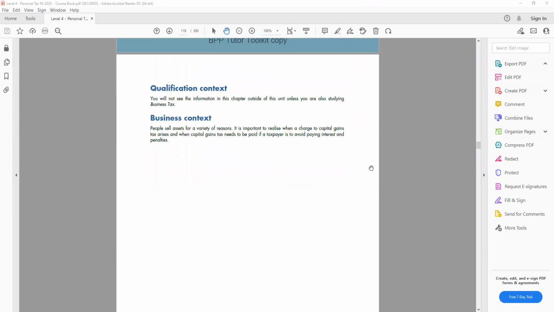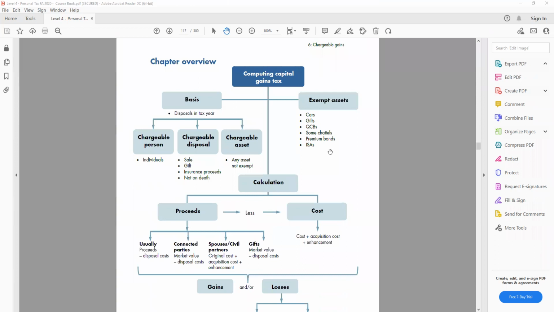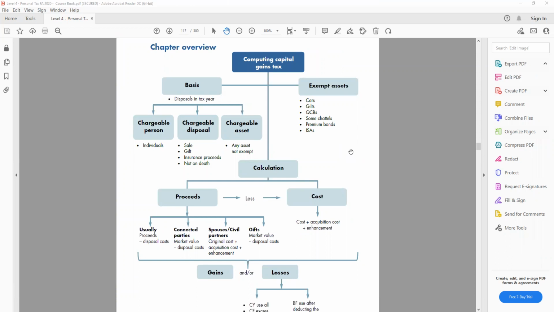So let's have a look at the chapter overview. The first thing you have to remember is tax computing and the capital gain tax. Let's try to understand it a little bit more. Then you're going to see how it actually works. So we have exempt assets. A few assets are exempt that you have to remember. So that is car, then we have a gift, QCD, some chattel, premium bond, and ISA.